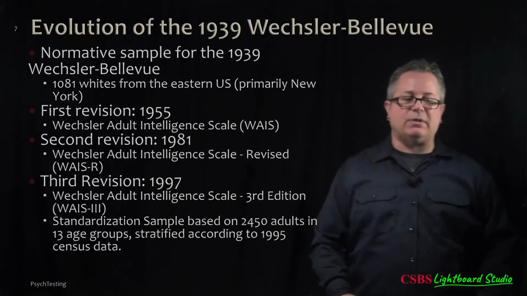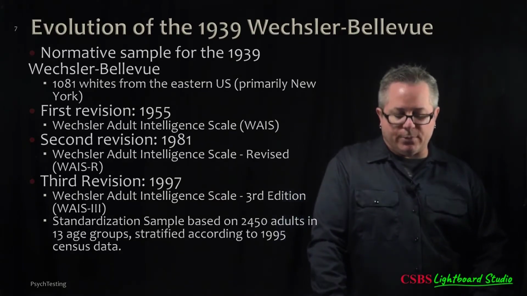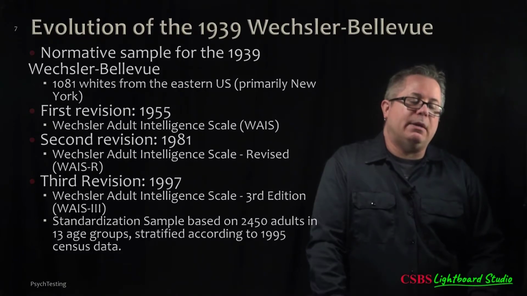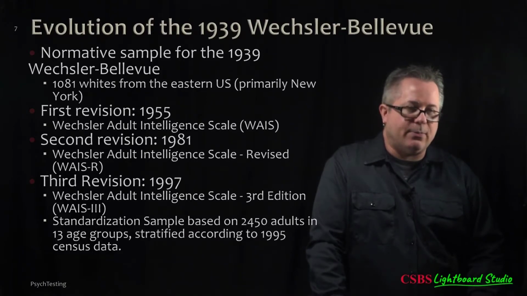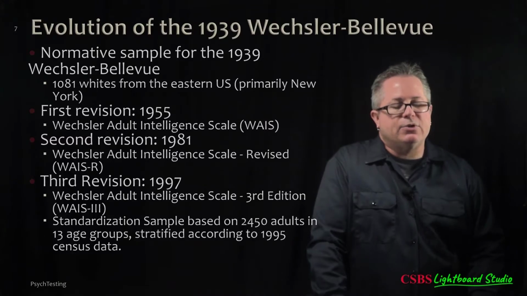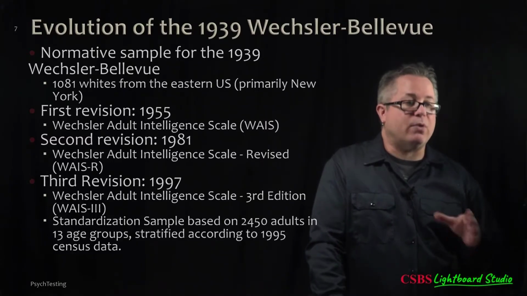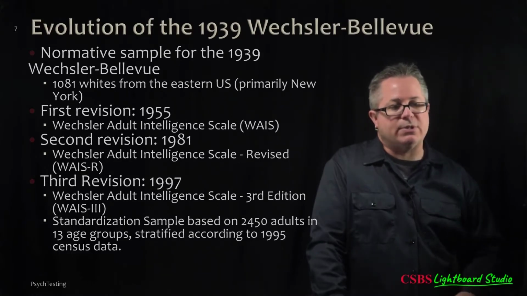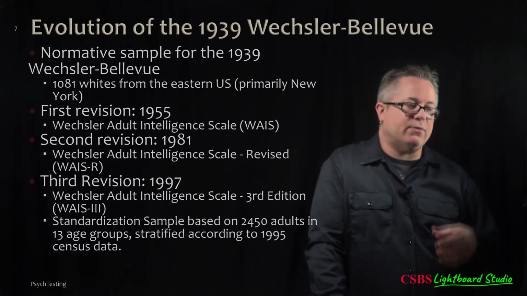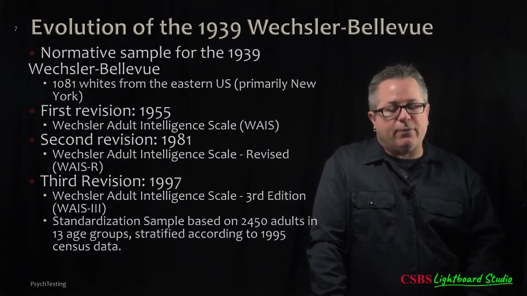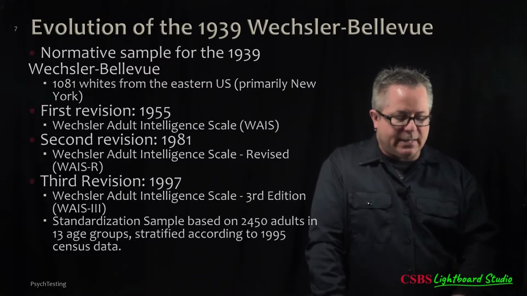So what that means is they looked at the census data for the proportions of a variety of people, and they tried to then make the sample match those strata. So let's say at that time there was 20% Hispanic or something in an area, they would try to make sure that that strata was represented at that proportion. So it was a way of sort of making sure that the standardization sample was more representative of the people in the area at that time. Okay.